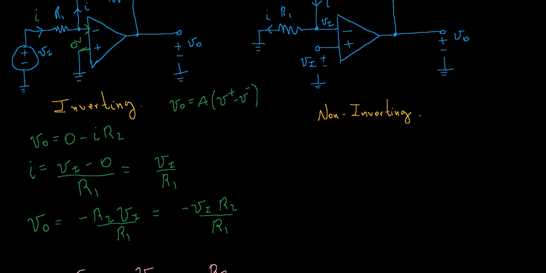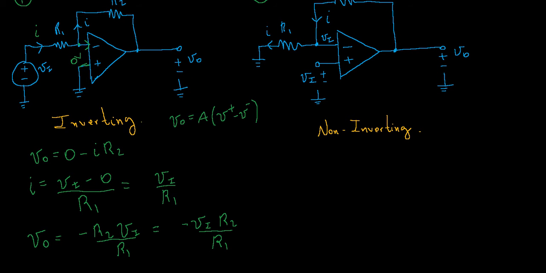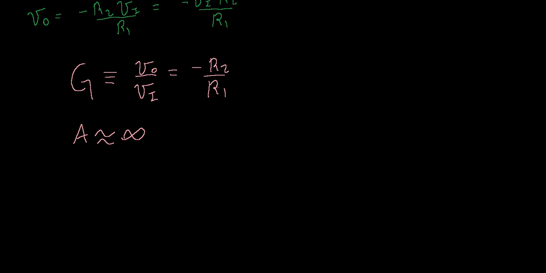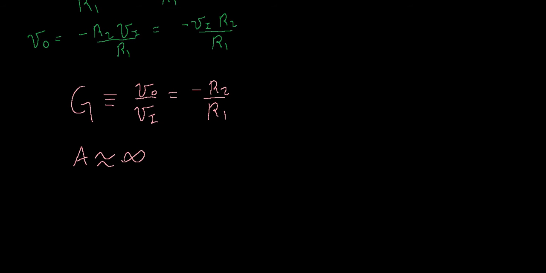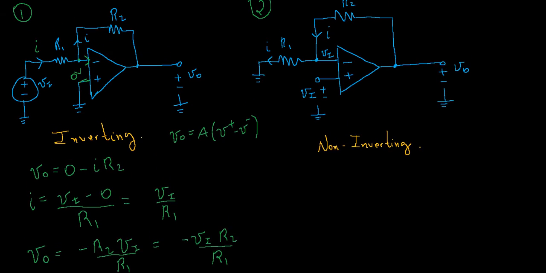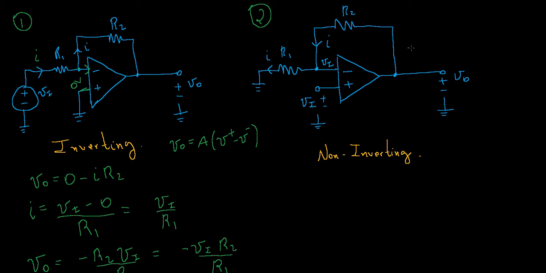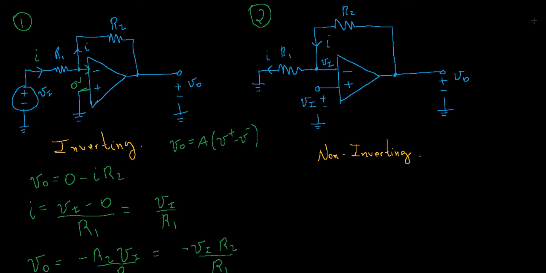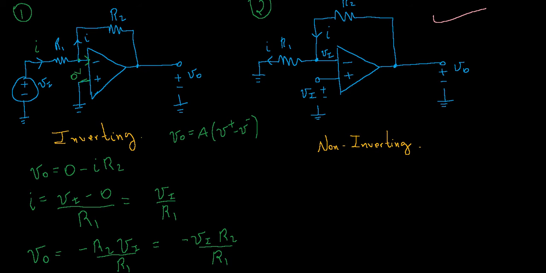As soon as you apply feedback, in this configuration, the gain only depends on the resistors R2 and R1, and this can be easily controlled by changing different resistor values. So here we have an amplifier that we can easily control by just changing the resistors R1 and R2. Okay, so now let's have a look at the non-inverting configuration.